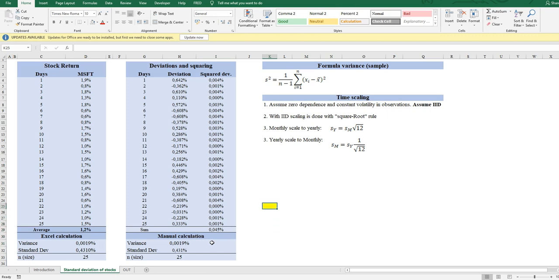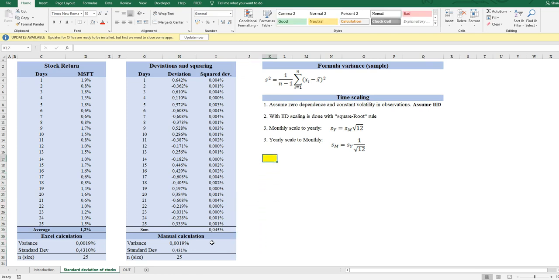Alright, what can we do now? If we wanted to have Microsoft standard deviation on an annualized basis, because this standard deviation is a daily risk measure. So Microsoft has a daily standard deviation of 0.431, and now I would actually like to have it on an annualized basis, because that is normally what we talk about when we talk about risk on a stock, for instance. It's an annualized risk figure.